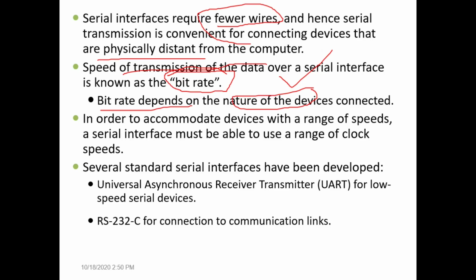Since various devices have different speeds, if you connect different devices with different speeds in serial communication, we should have a range of clock speeds. It should work with different clocks because the speed of each device in the serial interface is different. So when multiple devices are connected, in order to accommodate devices with a range of speeds, a serial interface must be able to use a range of different clock speeds.